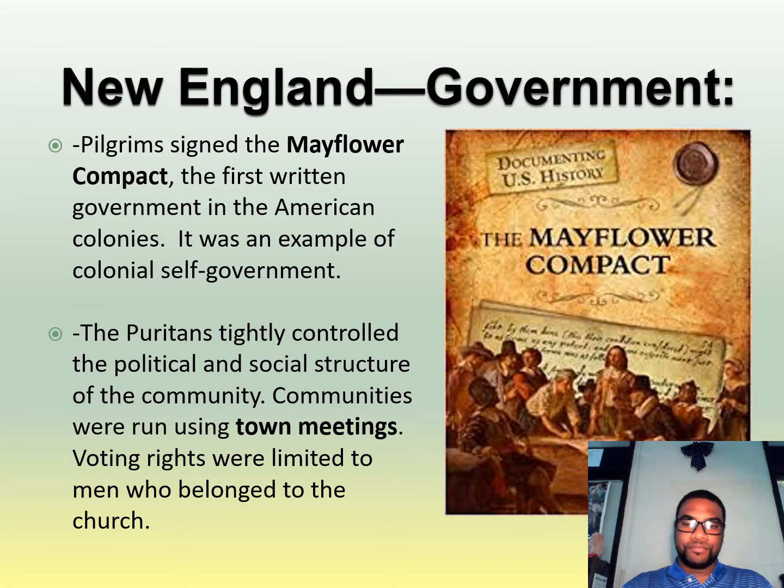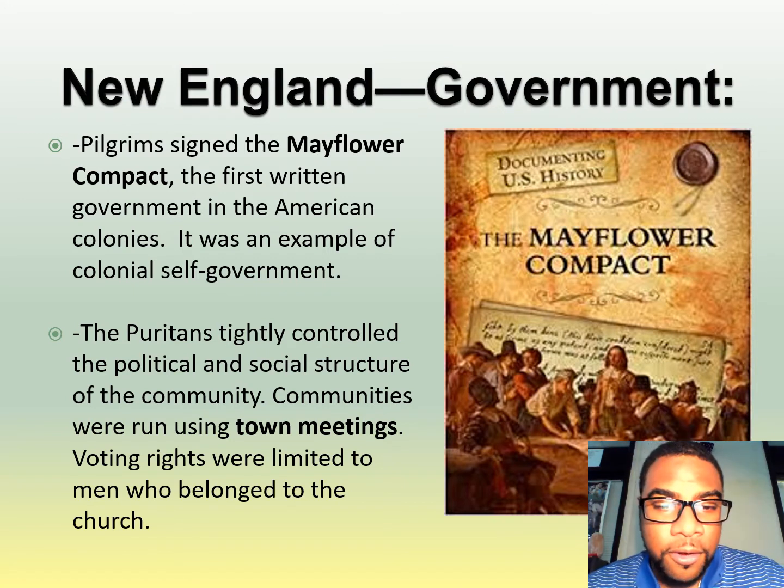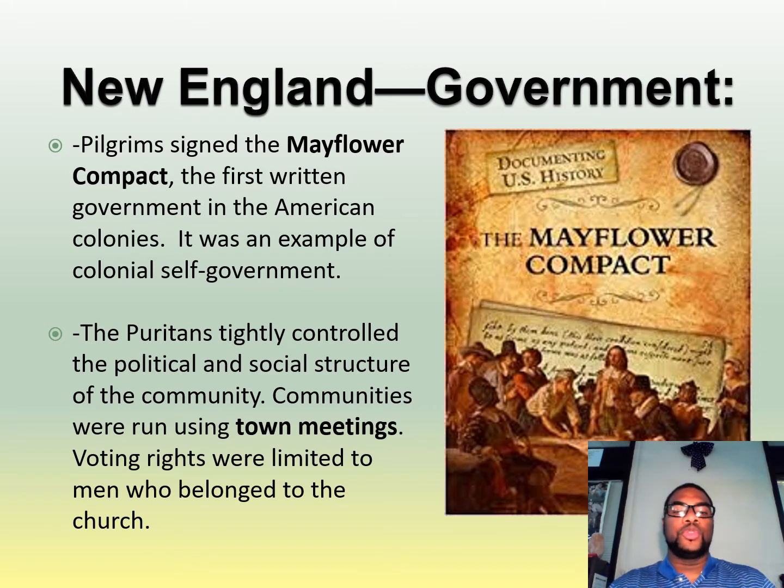New England's government. Pilgrims signed the Mayflower Compact, the first written government in the American colonies. It was an example of colonial self-government. The Puritans tightly controlled the political and social structures of the community. The communities were run using town meetings. Voting rights were limited to men who belonged to the church.